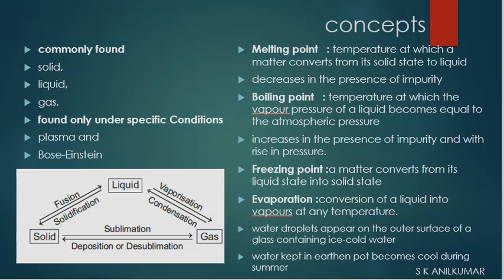What is a melting point? Melting point is the temperature at which matter converts from solid to liquid. Melting point decreases in the presence of impurities. So, melting point is the temperature at which matter converts from solid to liquid state. Boiling point is the temperature at which the vapor pressure of the liquid becomes equal to atmospheric pressure.